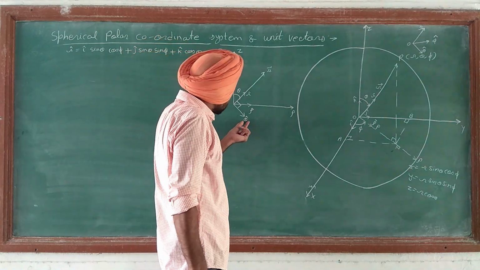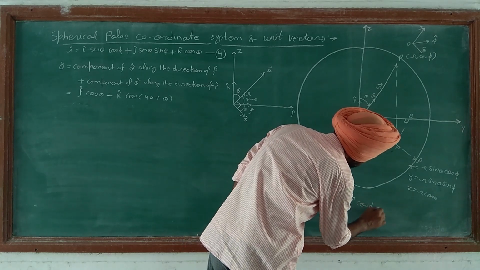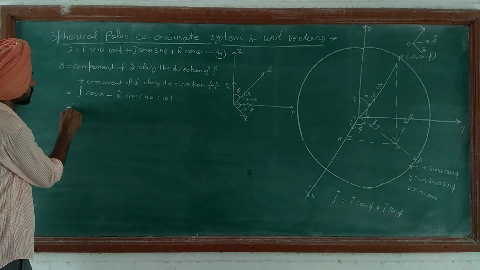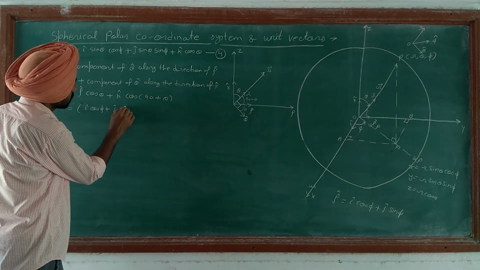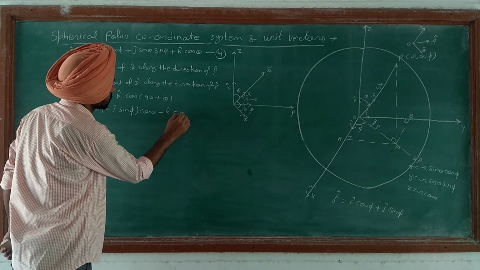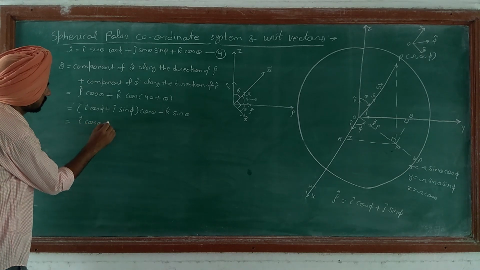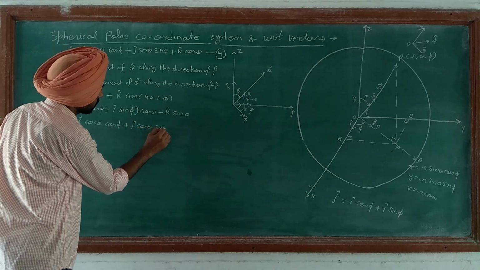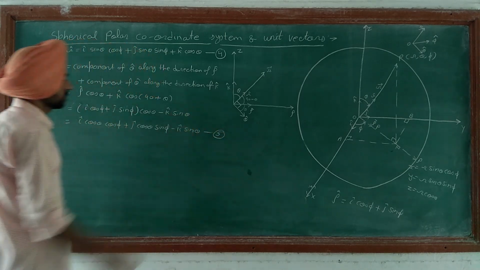Now we have to find this theta cap. This rho cap is i cap cos phi plus j cap sin phi. By substituting rho cap as i cap cos phi plus j cap sin phi into cos theta minus k cap sin theta, it will be i cap cos theta cos phi plus j cap cos theta sin phi minus k cap sin theta. This is equation number 5.